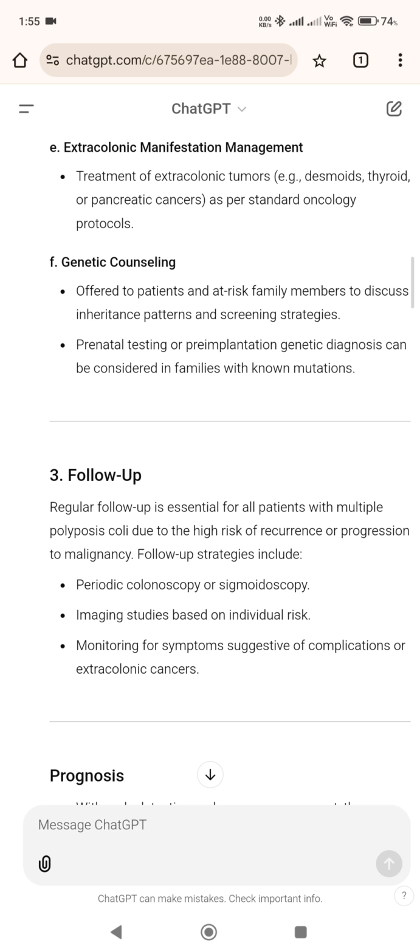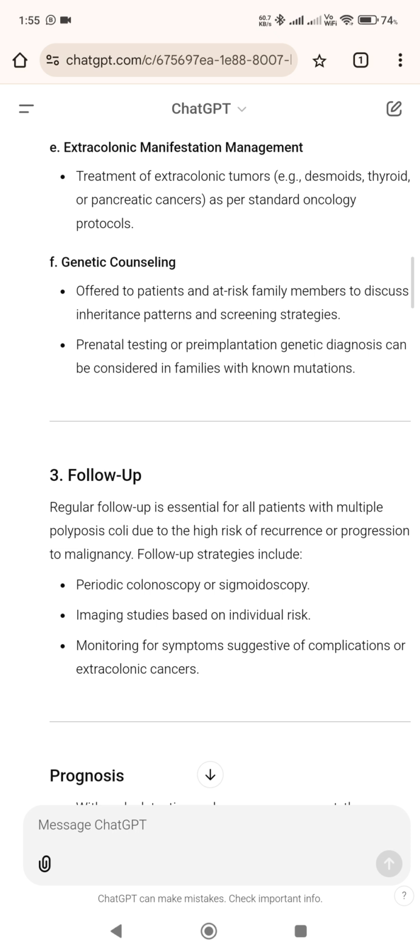3. Follow-up. Regular follow-up is essential for all patients with multiple polyposis coli due to the high risk of recurrence or progression to malignancy. Follow-up strategies include periodic colonoscopy or sigmoidoscopy, imaging studies based on individual risk, monitoring for symptoms suggestive of complications or extracolonic cancers.